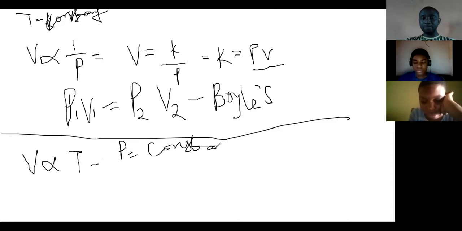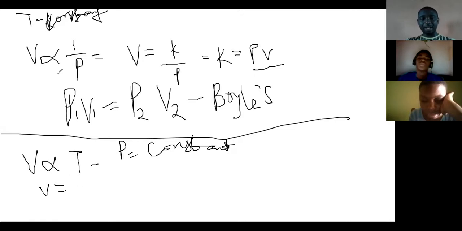So for Charles's law, pressure is constant. So volume is directly proportional to temperature. Now this becomes V equal to, introducing your constant of proportionality, what will it be? V is equal to what? V is equal to what? Kadilo Barry?